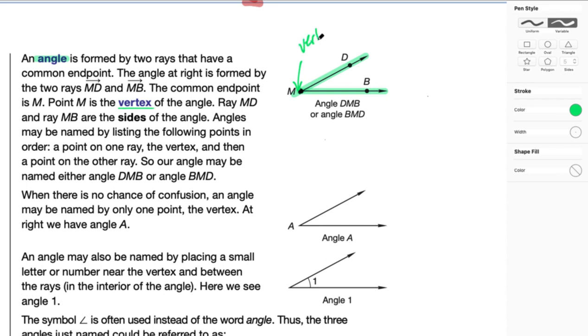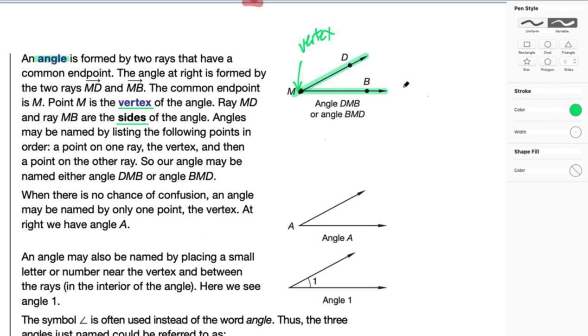And so the vertex is the point where the two rays that form the angle meet. And so the two rays are called the sides of the angle. So if we talk about the side, we could say side MD, like side ray MD is one side and side ray MB is one side.